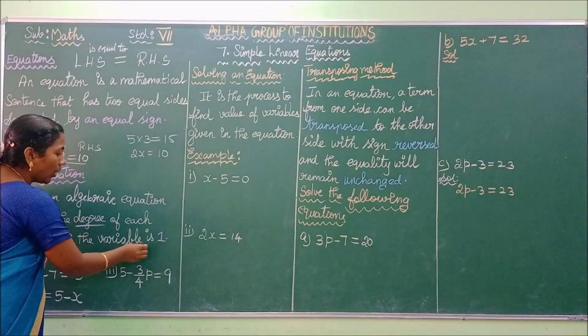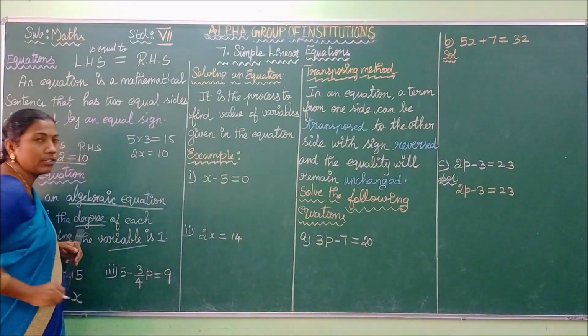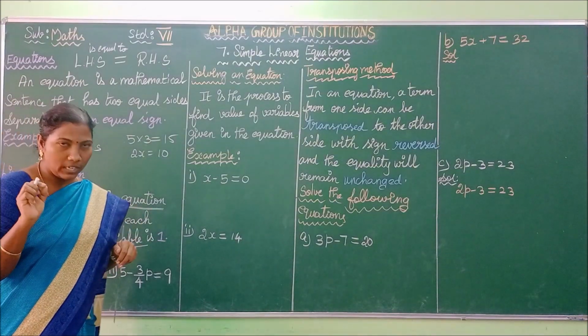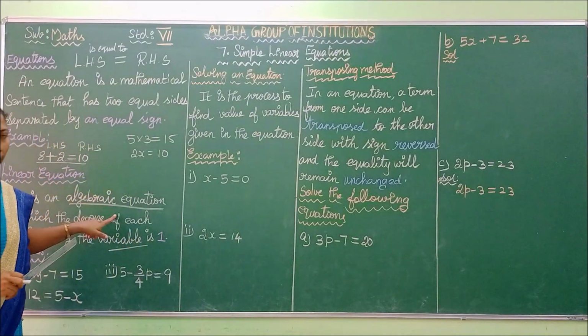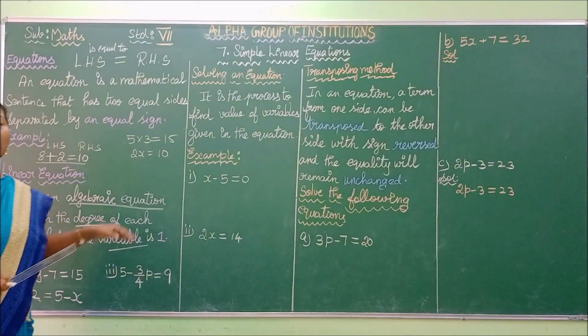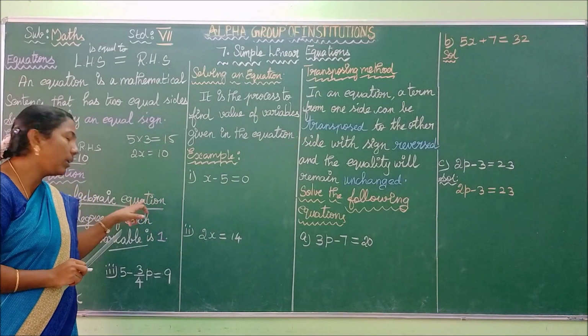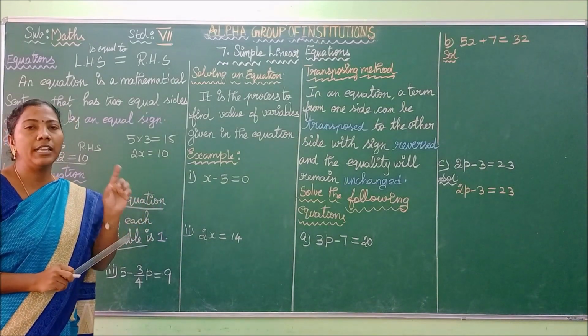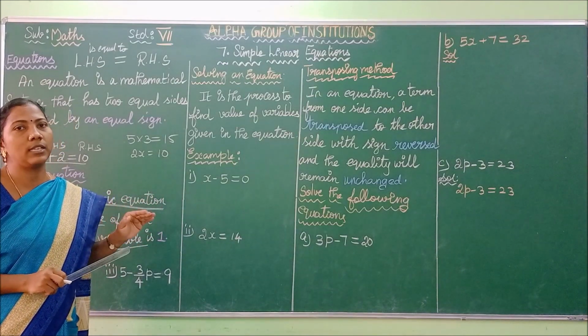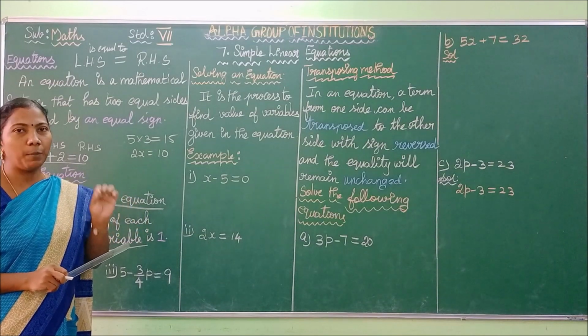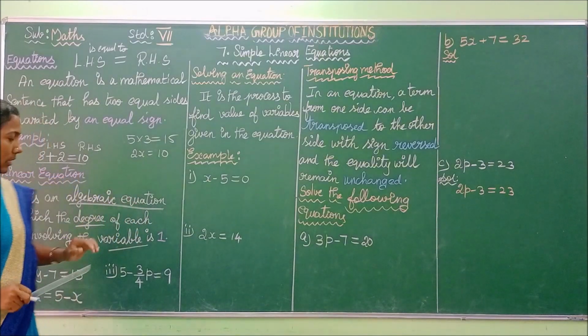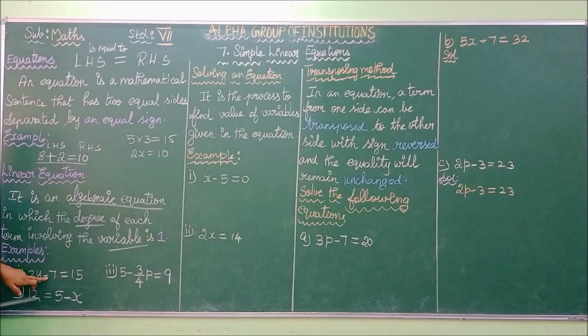That is, you have to take one algebraic equation and check whether the variable involved in that equation has the degree 1. Simply, you have to check whether the power of the variable is 1 or not. See the example: 2y minus 7 equal to 15. First of all, it is an equation because it has both LHS and RHS separated by an equal symbol.